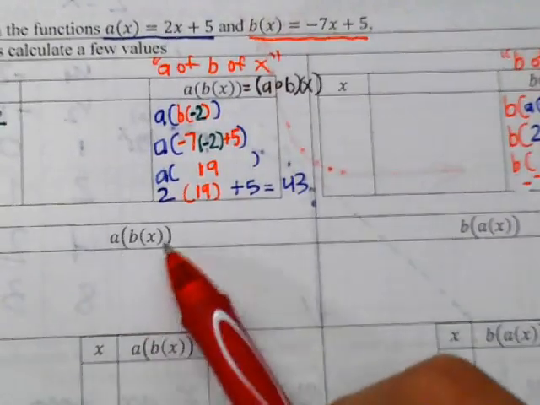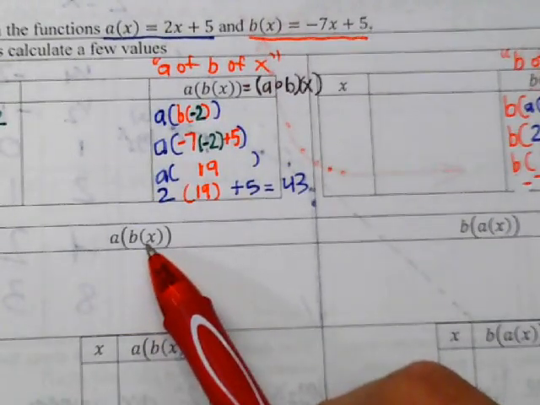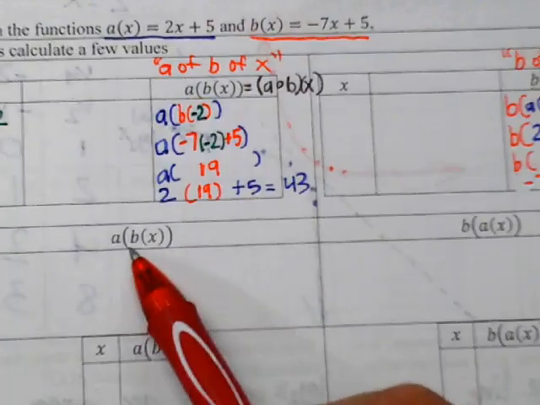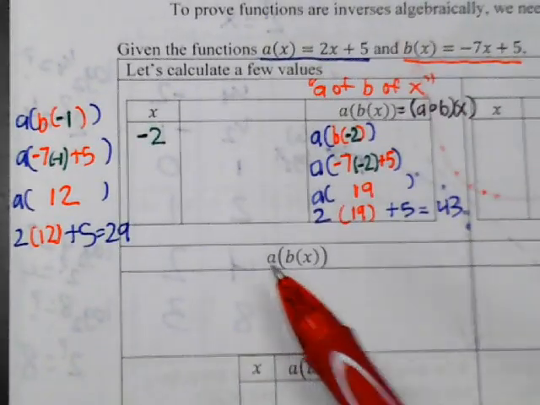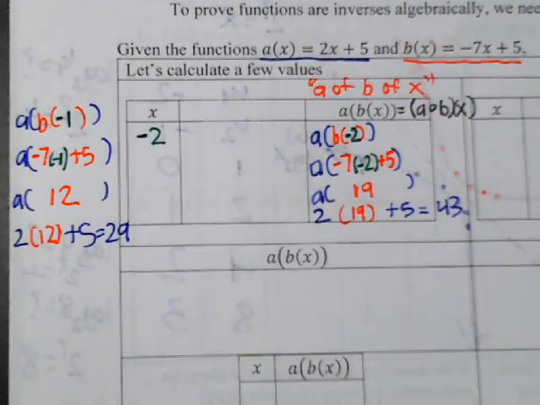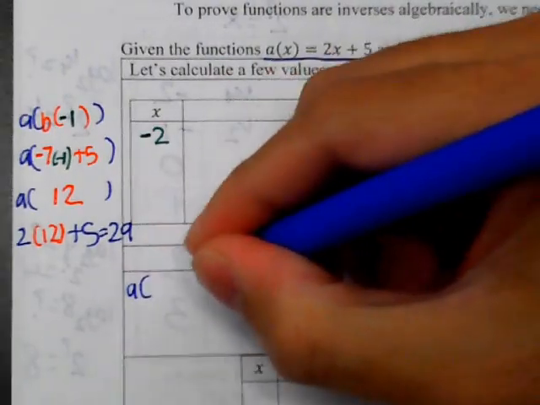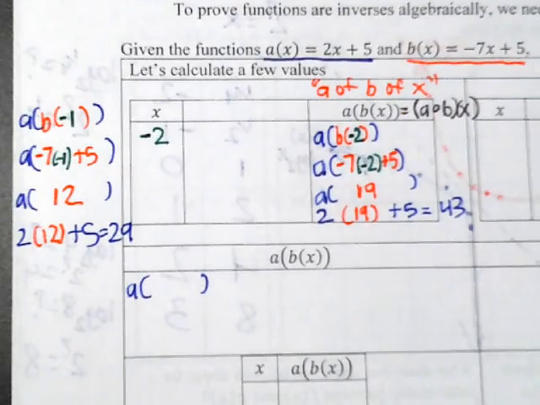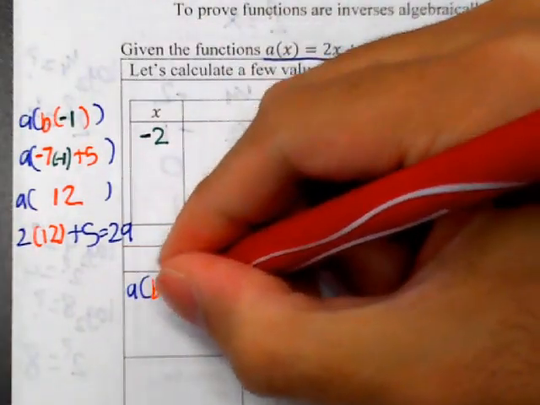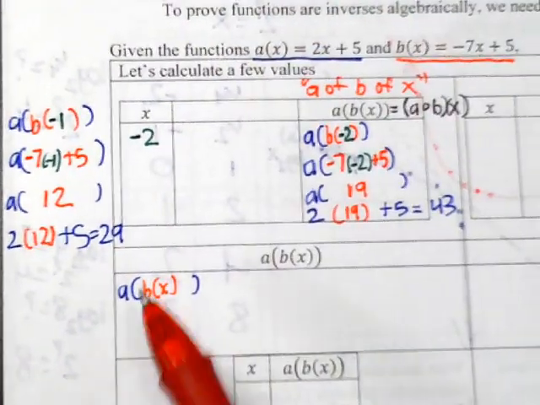Okay, so again, a for me is blue, and then b of x is red. This is what we did earlier, a of b of x. But this time we're going to leave the x as x. We're not going to plug in a specific number.